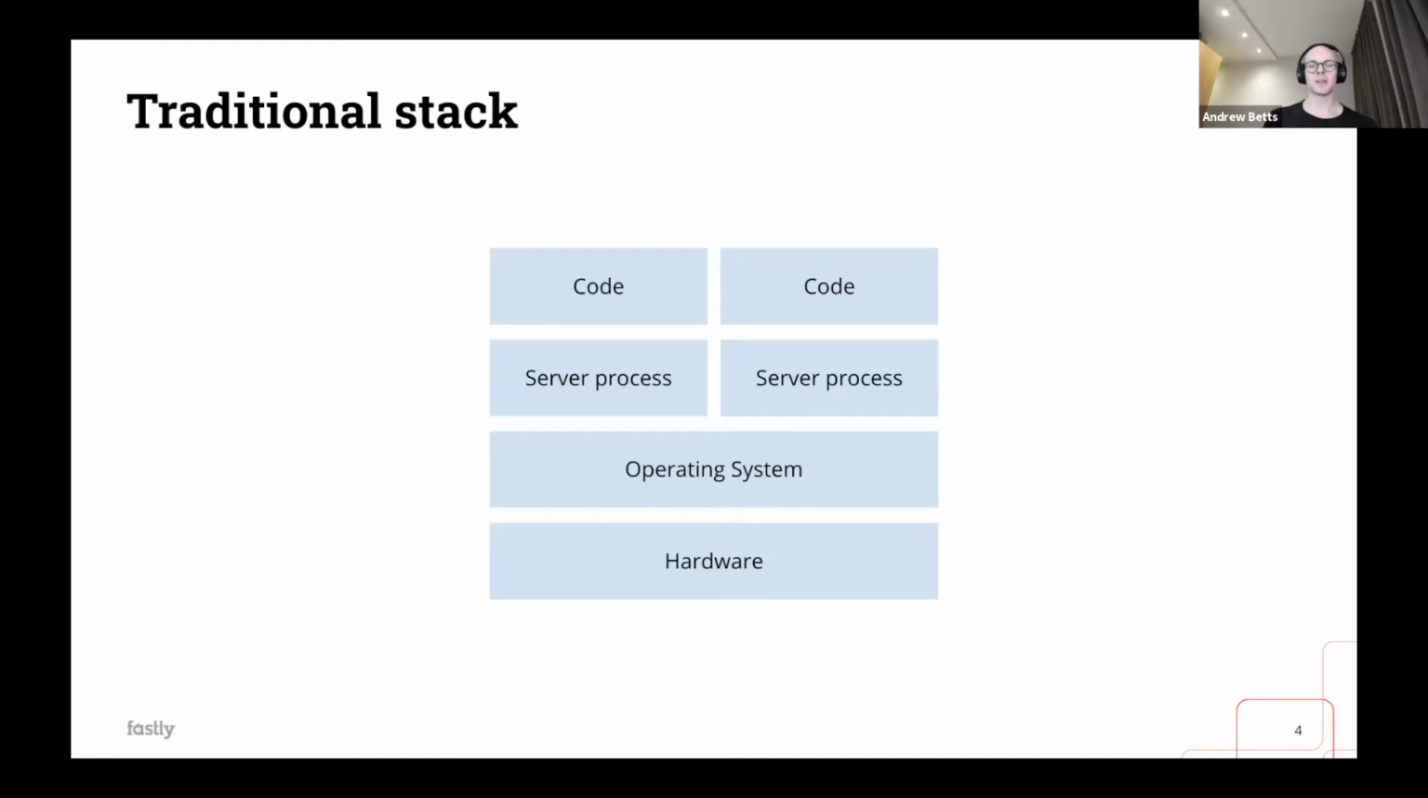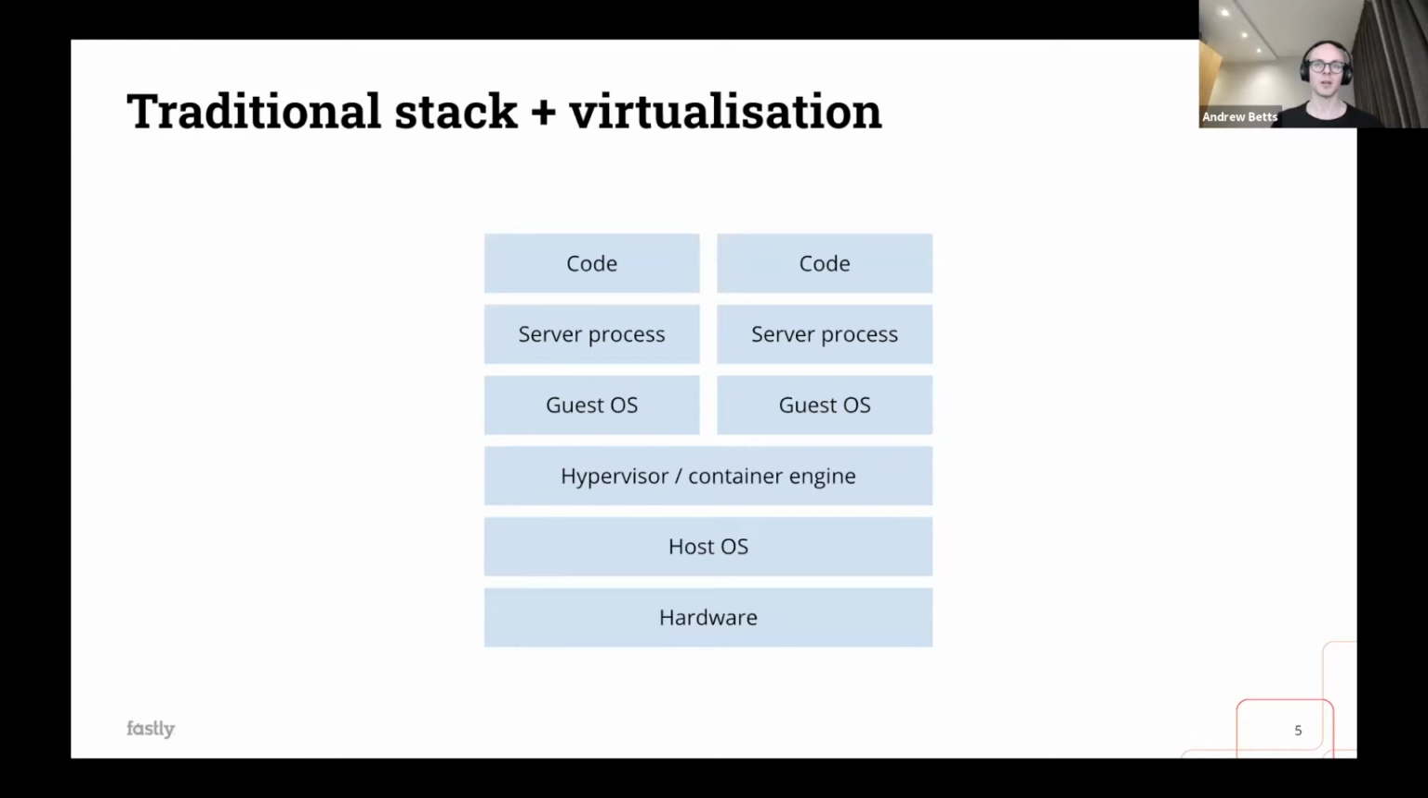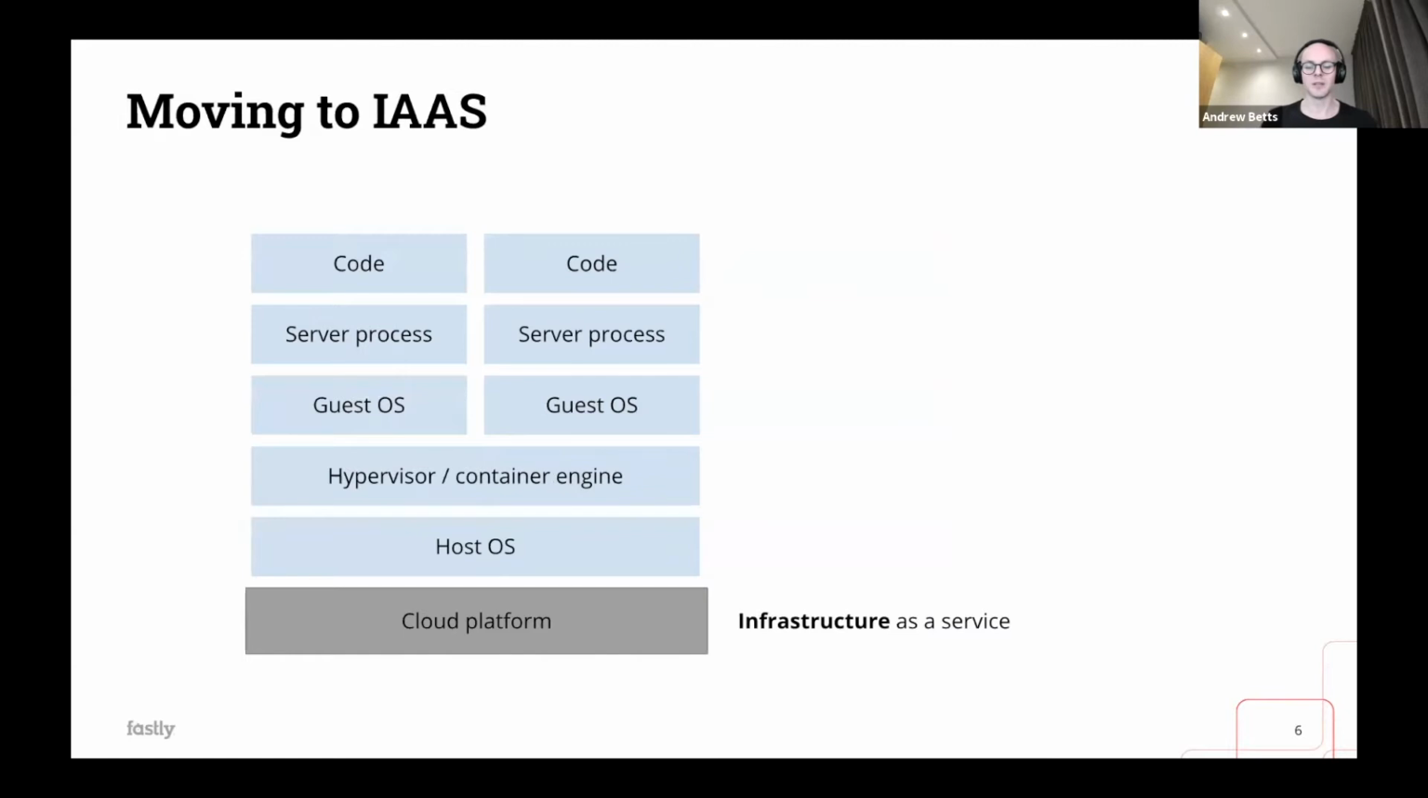So let's start with a stack of components. This is a pretty traditional stack of components building up a software system. Now, pretty quickly we realized that the constraints of hardware are not very useful at the code layer, so we added virtualization. Now you have a container engine or a hypervisor, a bunch of operating systems, and all of this requires patching. And no one really wants to run their own data centers, so we pretty enthusiastically adopted infrastructure as a service pretty early on.